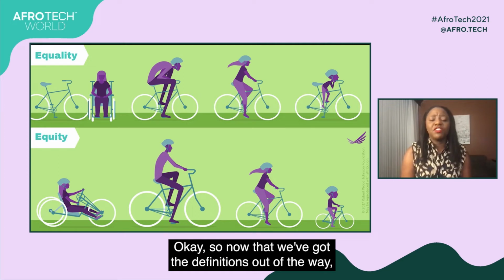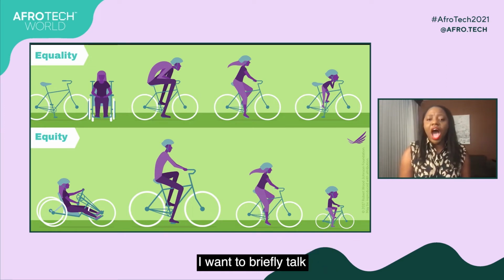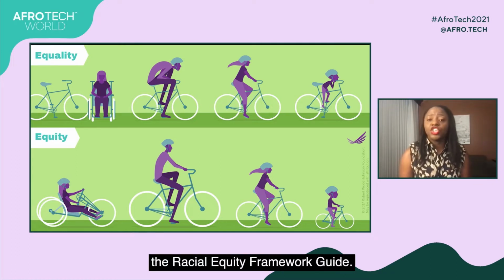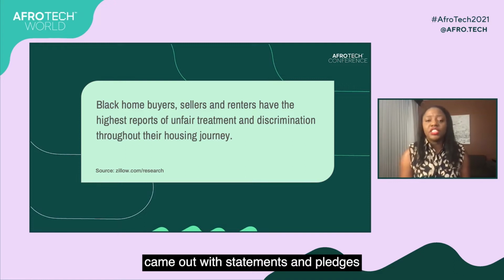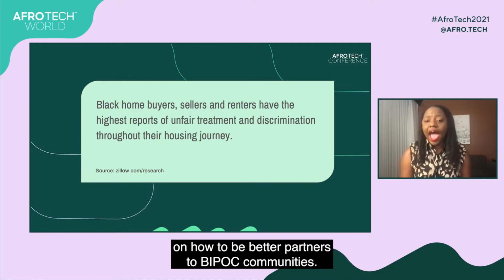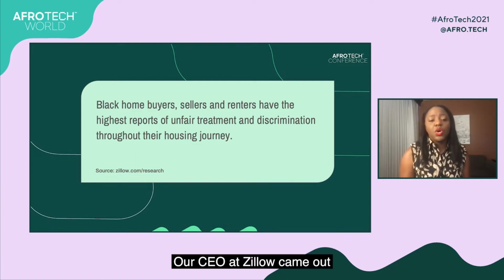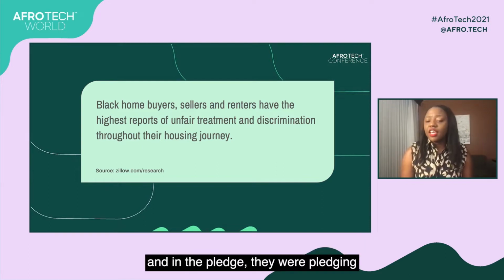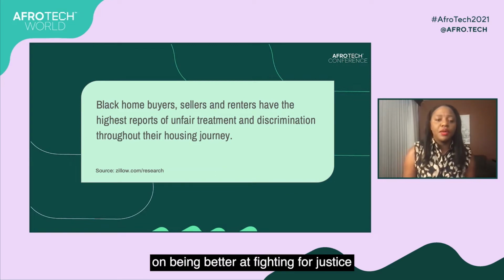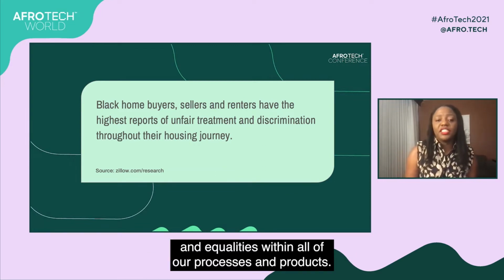Okay, so now that we've got the definitions out of the way, I want to briefly talk about how I got into creating the Racial Equity Framework Guide. So last year was a very challenging year, and many corporations and organizations came out with statements and pledges on how to be better partners to BIPOC communities. Our CEO at Zillow came out with a blog post called "Racism Has No Home Here," and in the pledge, they were pledging on being better at fighting for justice and equalities within all of our processes and products.